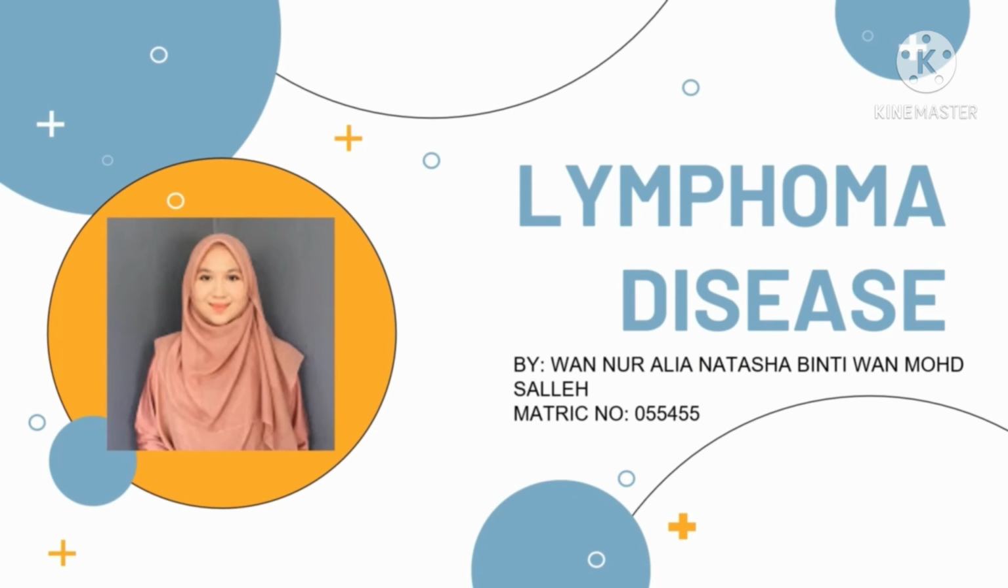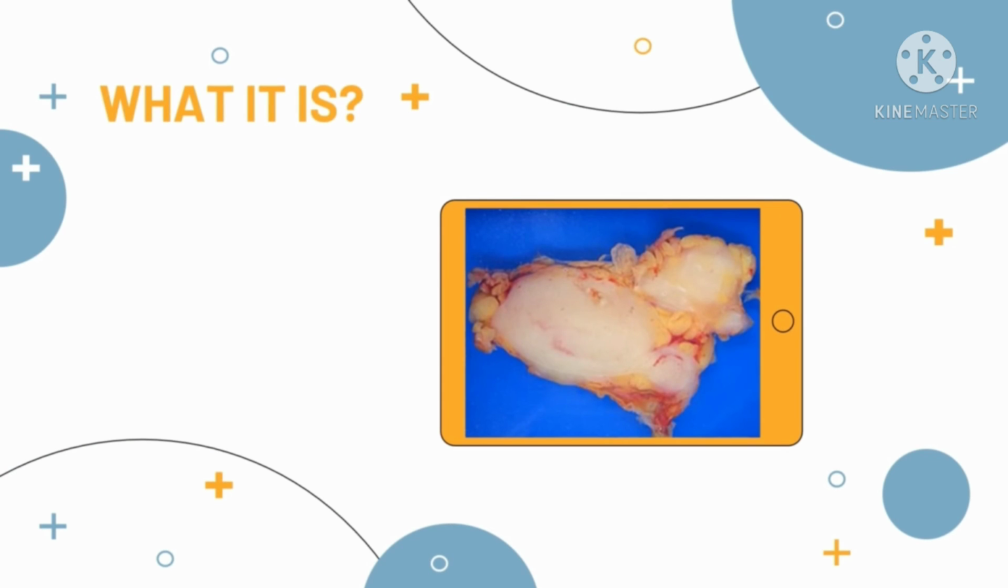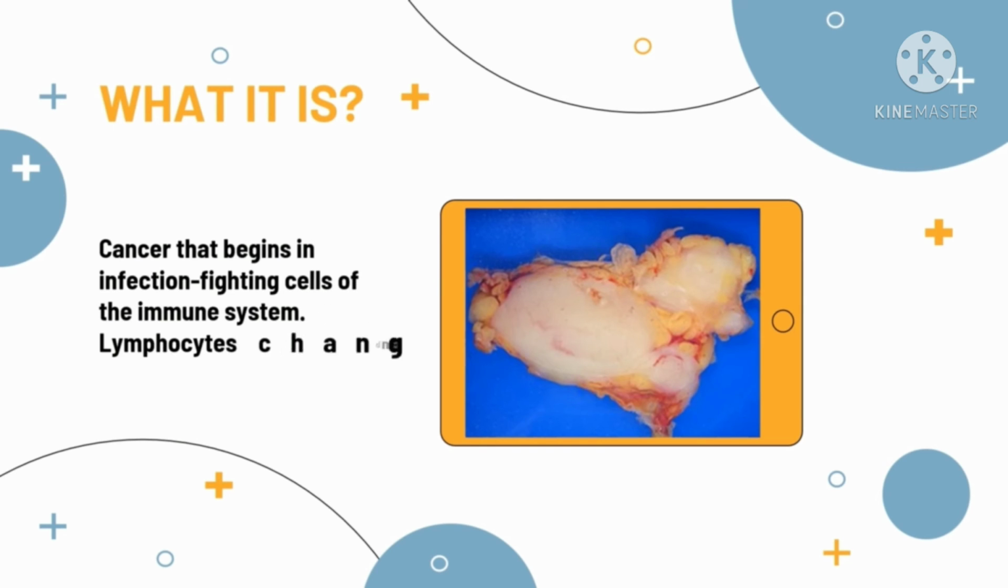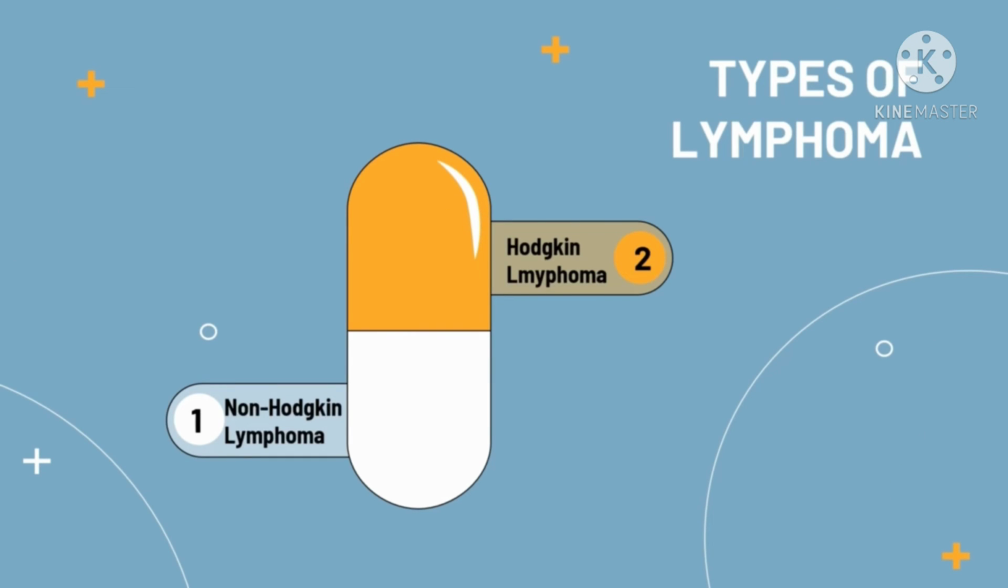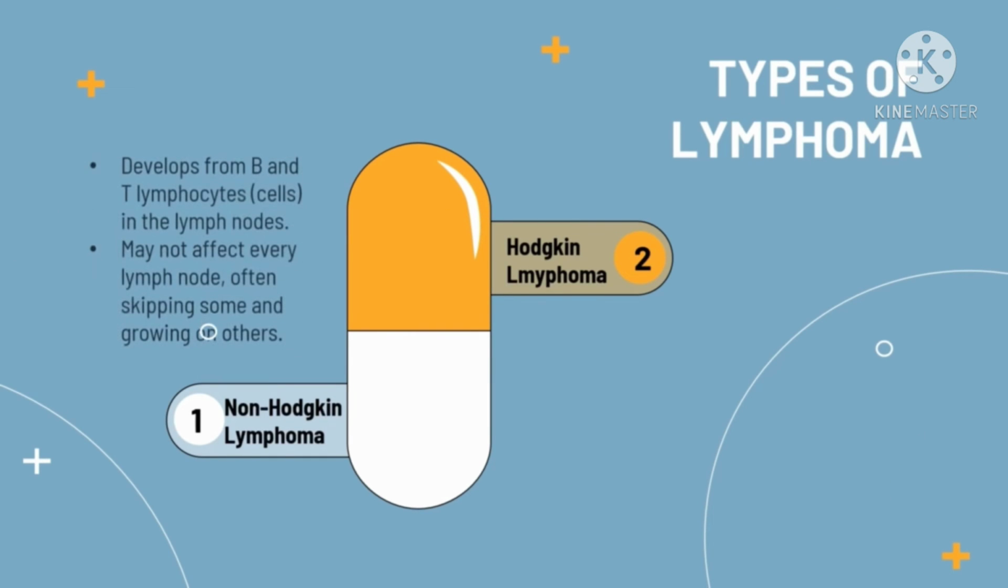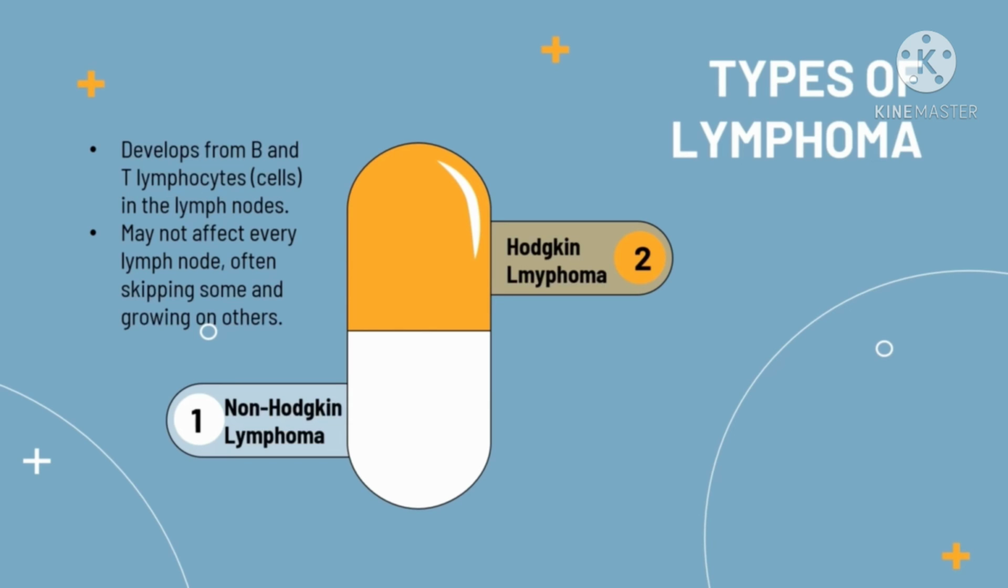Lymphoma disease. Cancer that begins in the infection-fighting cells of the immune system. Lymphocytes change and grow out of control. There are two types of lymphoma. First, non-Hodgkin lymphoma. It develops from B and T lymphocytes in the lymph nodes. It may not affect every lymph node, often skipping some and growing on others.